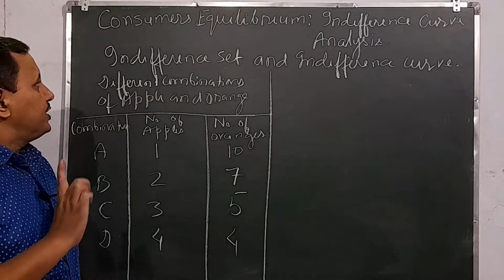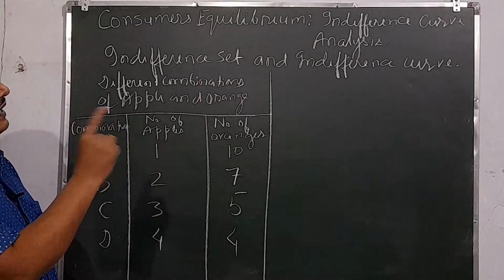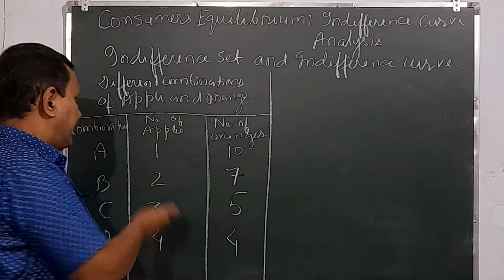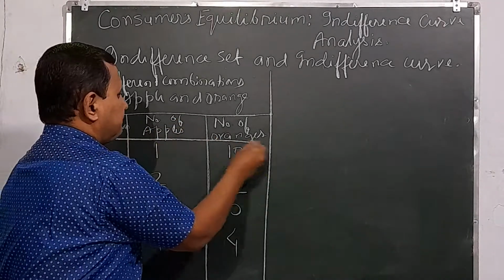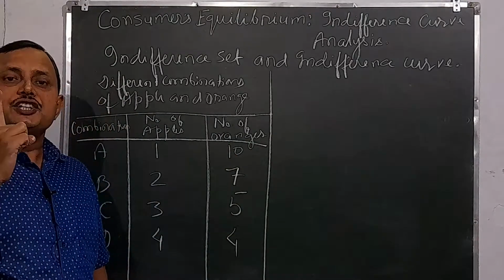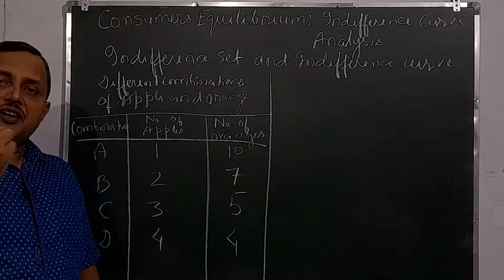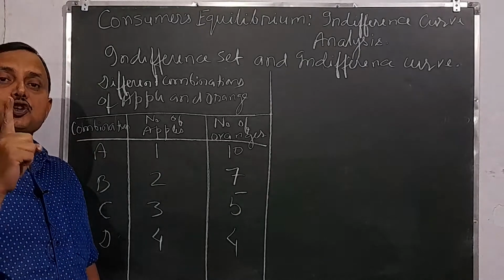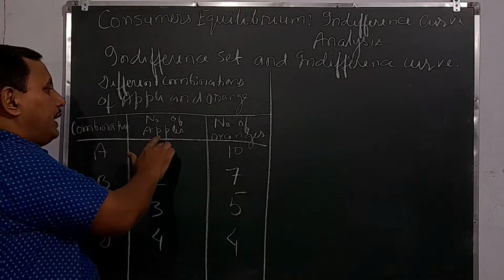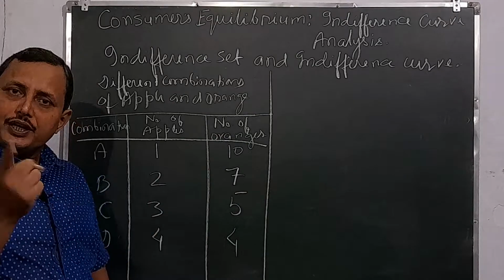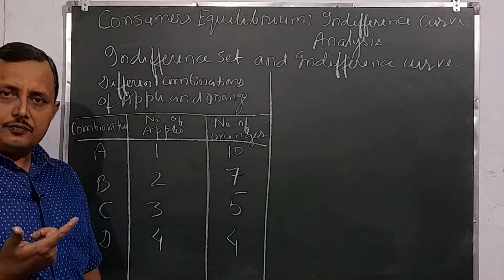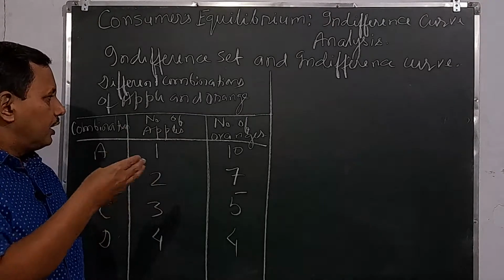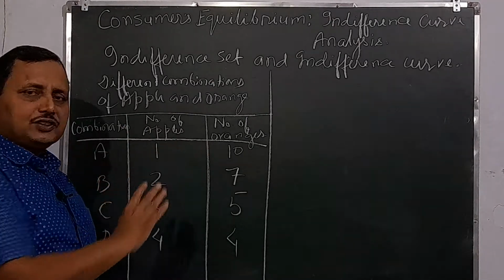Okay, so now we will study the indifference set and indifference curve. First we will see this table. One assumption is that the consumer is consuming two goods which are substitutes of each other. Take an example: apples and oranges. Apples and oranges are substitutes of each other. The consumer can consume different combinations of these.